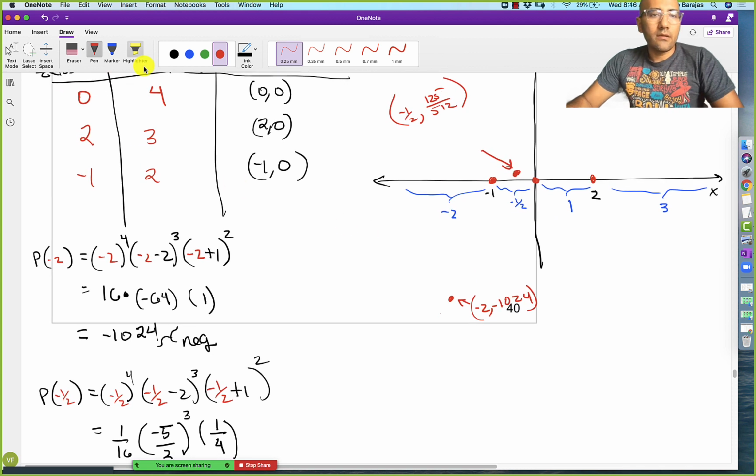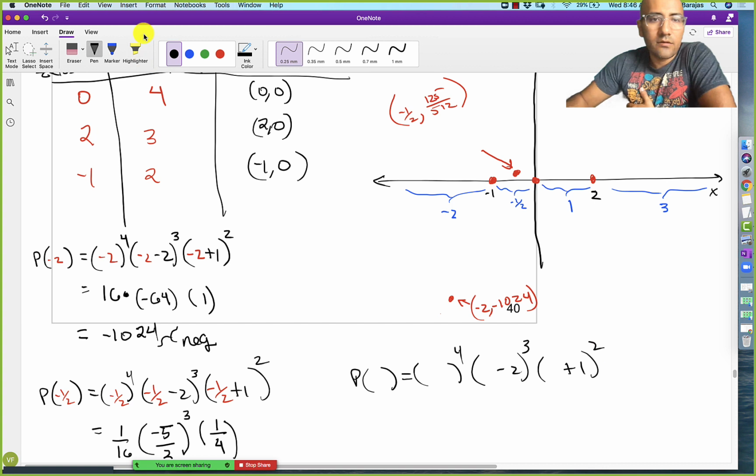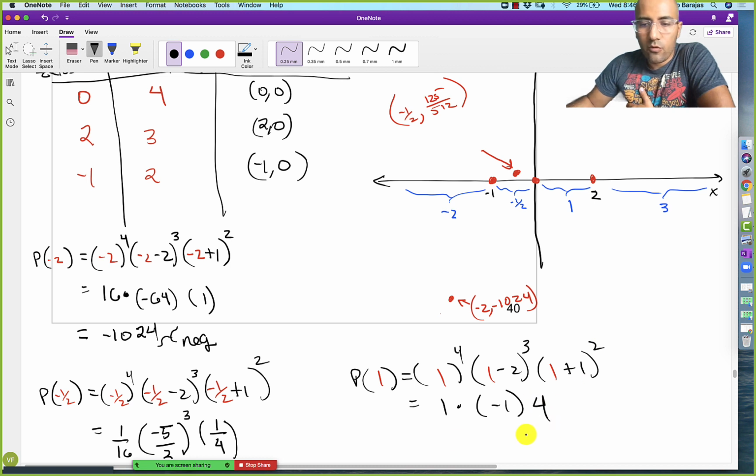The number 1, evaluate this at 1, p of 1 is going to be 1 to the 4th power, blank minus 2 to the 3rd power, blank plus 1 to the 2nd power. Plug in a 1 here, 1, 1, 1, and a 1. That's going to be equal to 1 times negative 1 to the 3rd power, which is negative 1, and then 2 squared, which is 4. Well, that one was easy. So we end up with negative 4. Finally, an easy one. Okay, good.